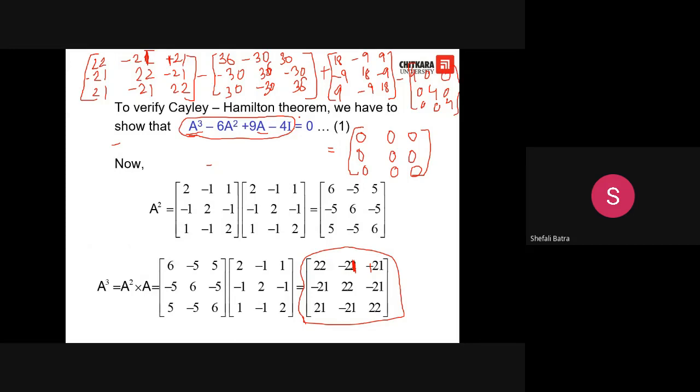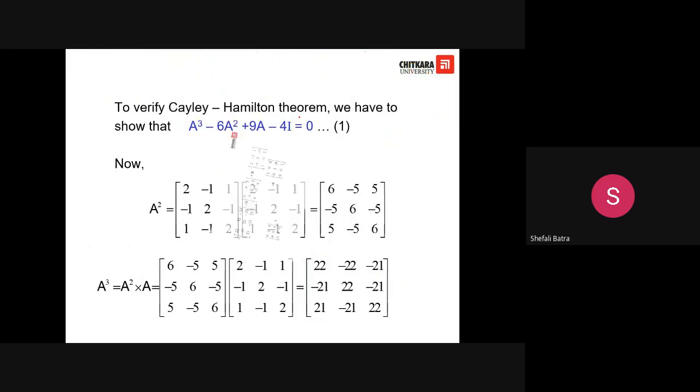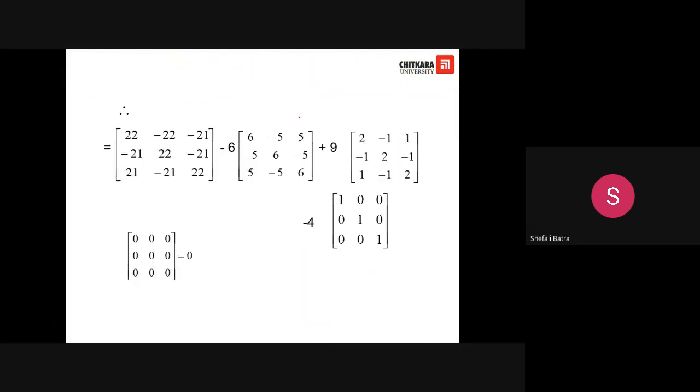So you need to write the characteristic equation, then put matrix A in that characteristic equation. For verification, you will be solving on the left hand side and that must be equal to the null matrix, that is right hand side of the characteristic equation. So we will say that this verifies Cayley-Hamilton theorem. Left hand side is equal to right hand side. It's minus 21 and this would be plus 21, right?